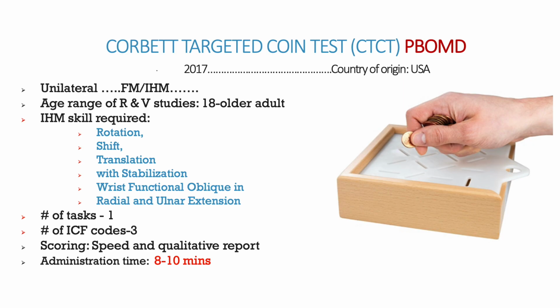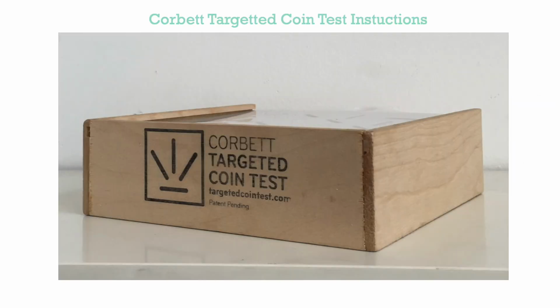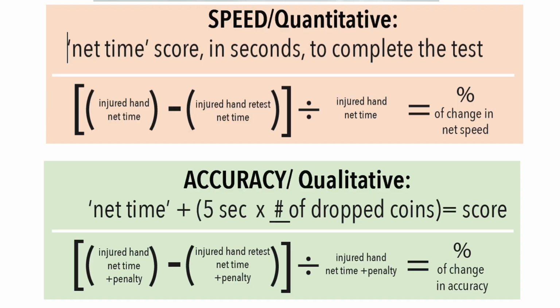I was able to conduct a pilot feasibility study in my clinic. Click below to view Corbett Targeted Coin Test instructions. In a convenience sample of a hand-injured population, their time and performance scores were compared with follow-up correlating test scores.